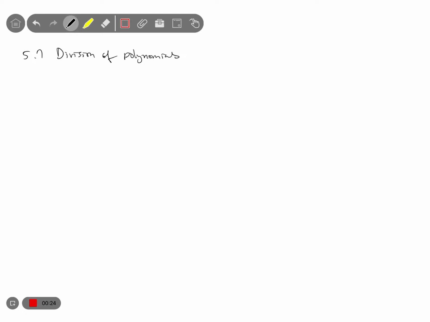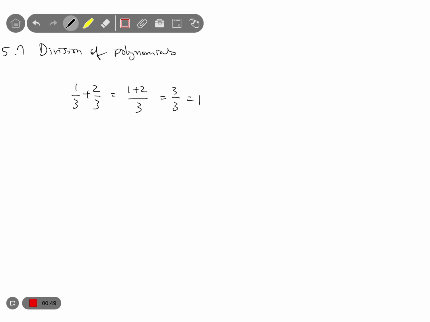The example we did in class was this. We have 1/3 plus 2/3, right? When I ask this in class, everybody says, "Well, duh, that is 1." Well, how'd you get 1? Pretty much everybody said, well, 1 plus 2 on the top, you keep the 3 on the bottom, and that's how you get 3/3, which is 1. And that's great, all right?